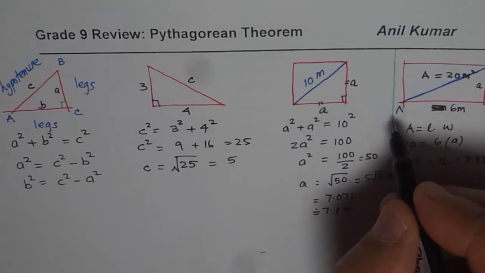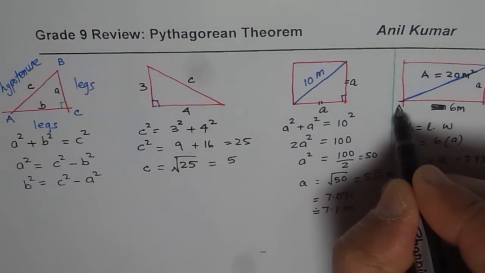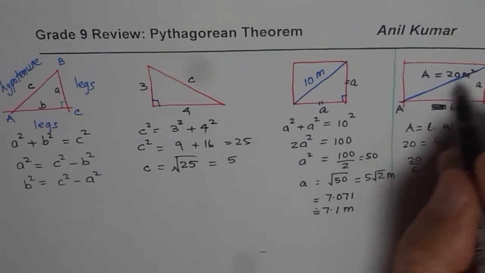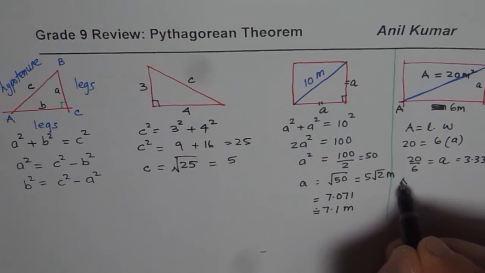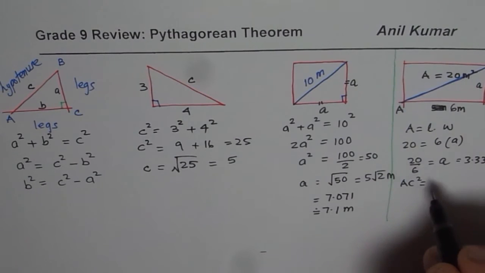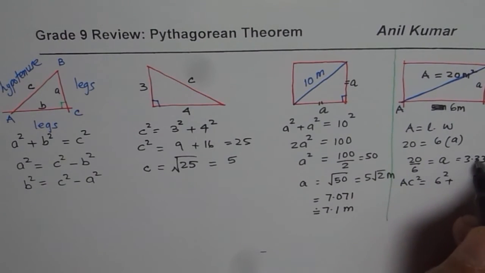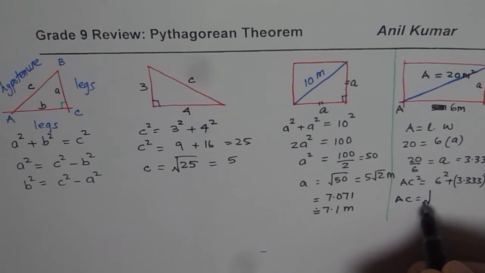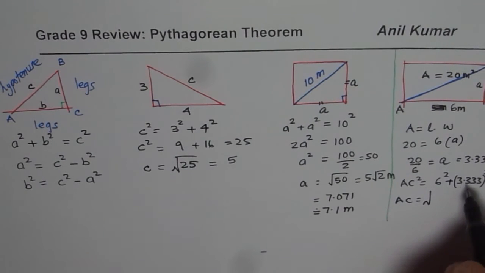So let me name this as A, B and C. So what is AC, the diagonal? So we say AC square is equal to 6 square plus A square. A square is 3.33 whatever square, right? And then we can find what AC is as square root of all this. Is that okay? So that is how we can find the length of the diagonal.